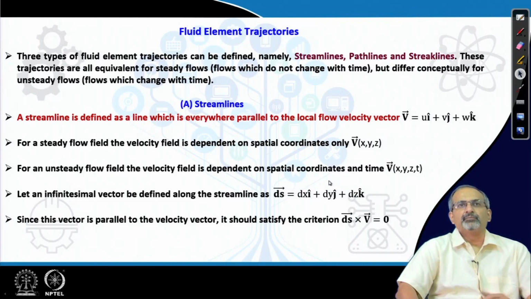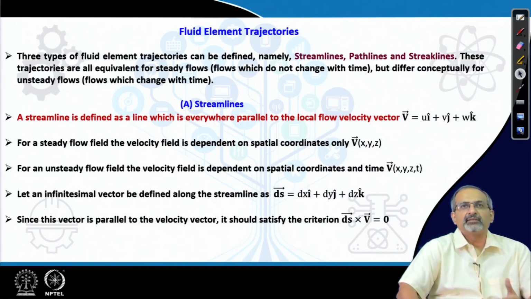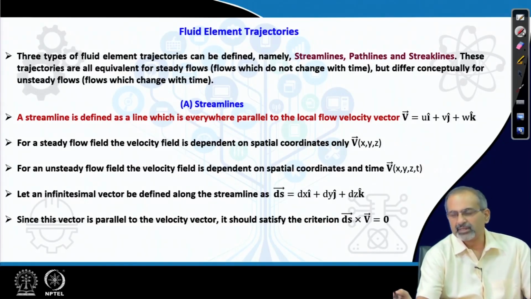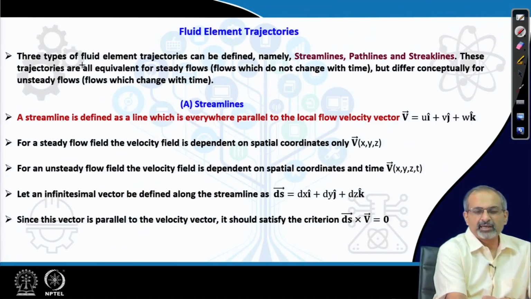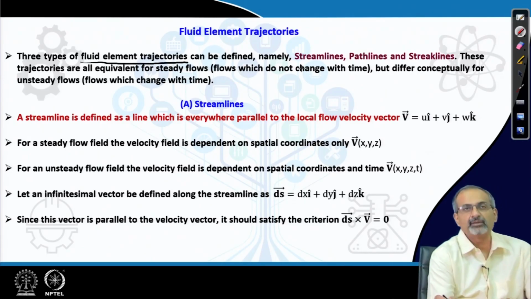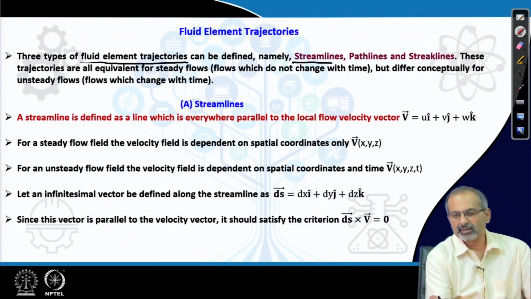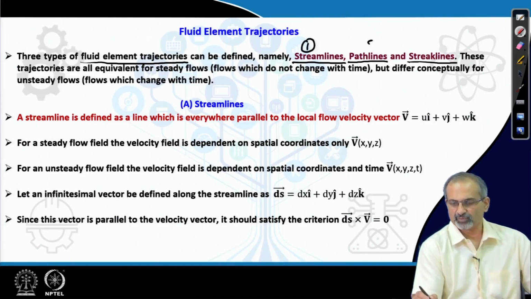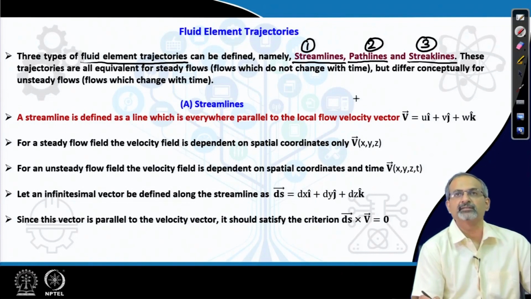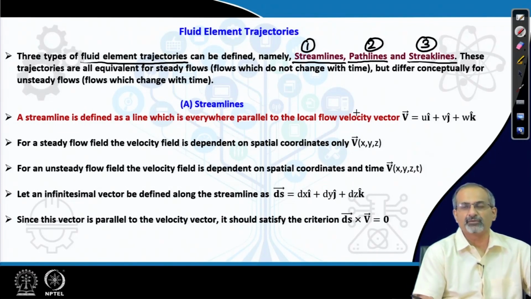We will spend some good time on fluid element trajectories now. We are going to classify them to begin with into 3 categories. There are 3 types of fluid element trajectories primarily. Let us take note of the names first: streamlines, which we just talked about in the previous slide, then path lines and streak lines. So, there are 3 different terms that we are talking about. We have to remember these terms and understand their significance in a flow field.